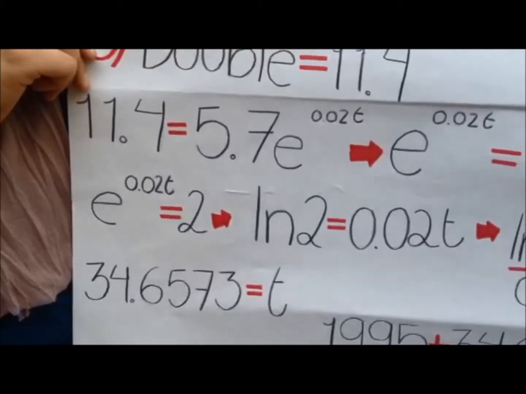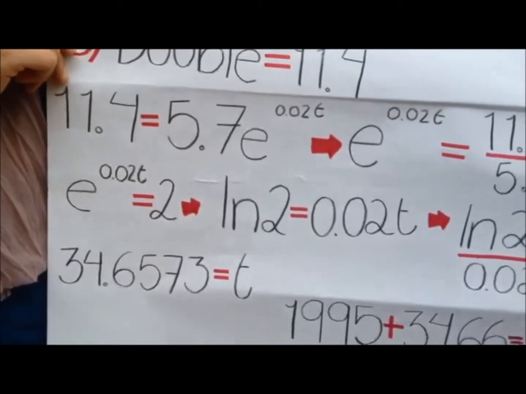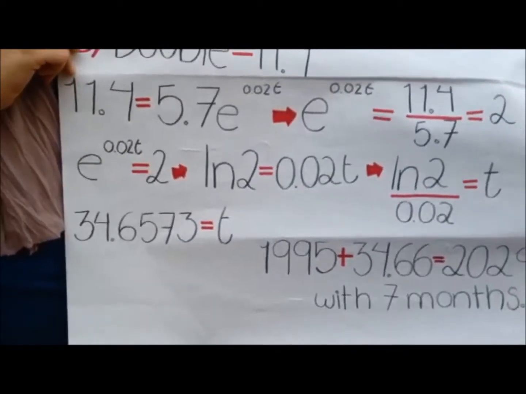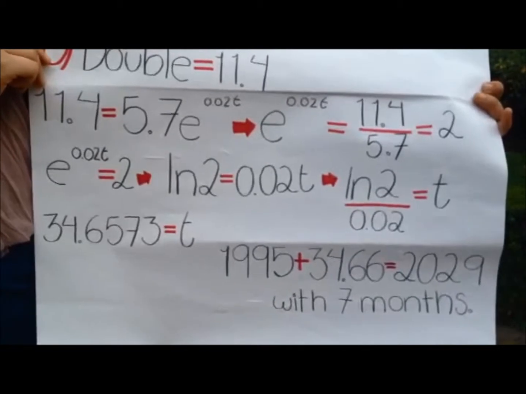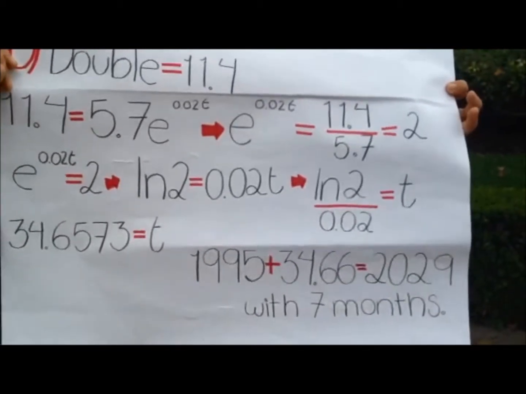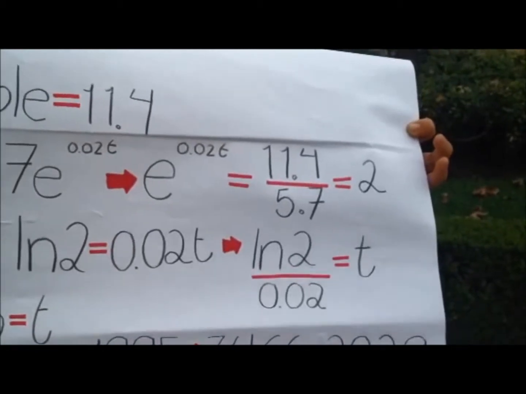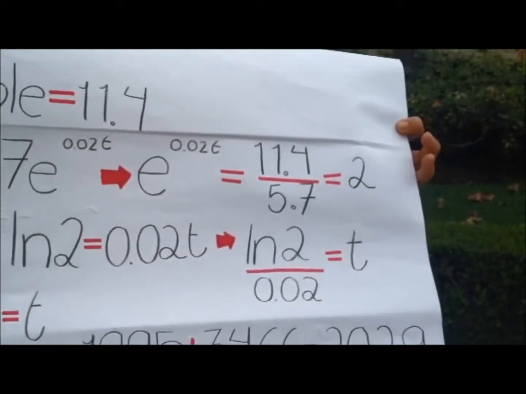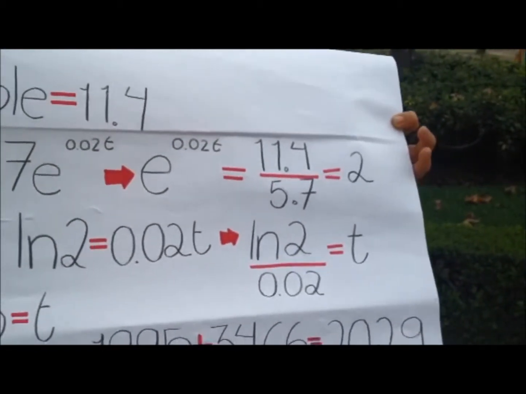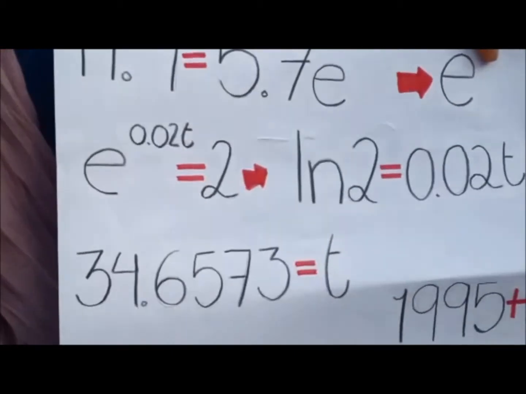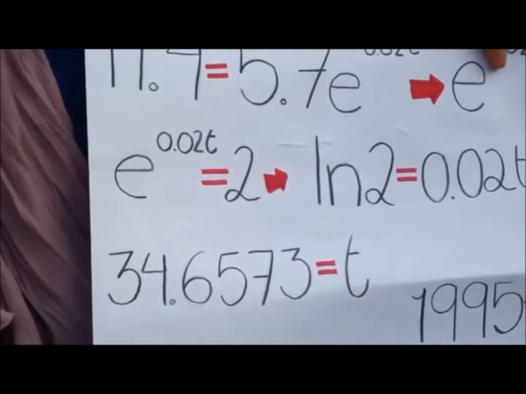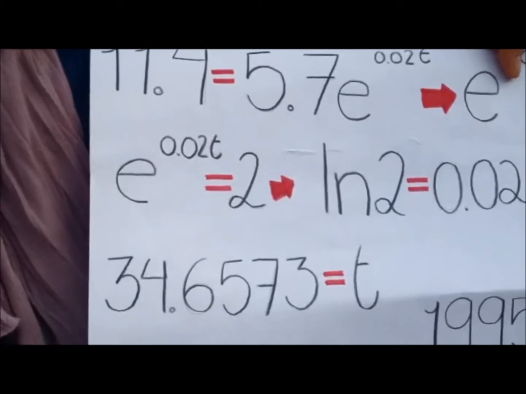Now we're going to pass the constant terms to the other side of the equation. So we're going to pass 5.7 dividing. So we're going to have 11.4 divided by 5.7, and this is equal to 2. So now we have that e elevated to 0.02 times t is equal to 2.